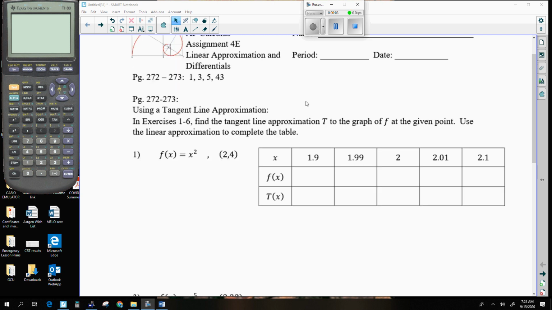All right, kiddos. Hopefully this assignment is way shorter than the one before. The last one was a beast.